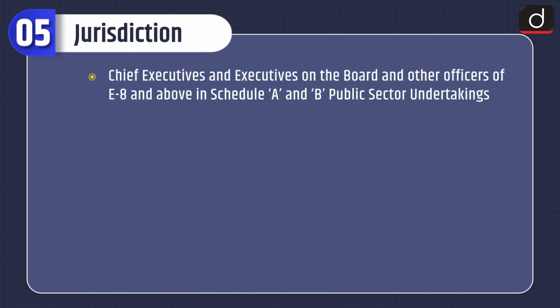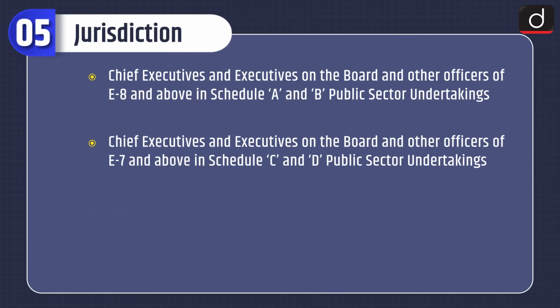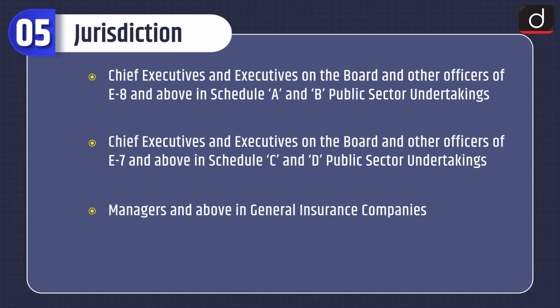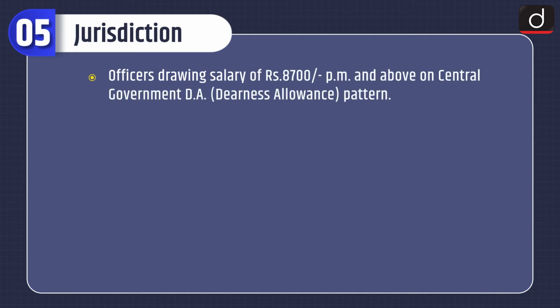Chief executives and executives on the board and other officers of E8 and above in Schedule A and B public sector undertakings. Chief executives and executives on the board and other officers of E7 and above in Schedule C and D public sector undertakings. Managers and above in general insurance companies, senior divisional managers and above in life insurance corporations, and officers drawing salary of Rs 8,700 per month and above on central government DA, that is Dearness Allowance pattern.